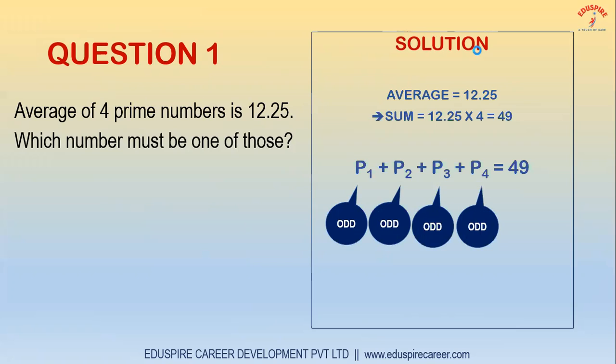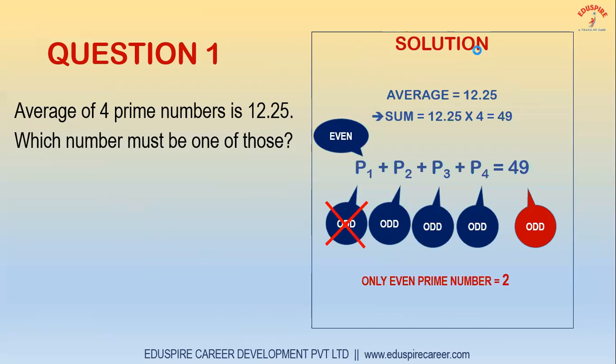But then when we add 4 odd numbers, by the property that we just discussed, we know that the addition of four odd numbers is supposed to be even. But you see on the right hand side, we have an odd number, which is 49, which means our assumption was not correct. Now, what assumption did we make? We assumed that all these four numbers are odd. So that assumption was incorrect, which means one of these prime numbers must be even. And what is the only even prime number? The only even prime number is 2, right? So our answer to this question is C, which is the number 2.